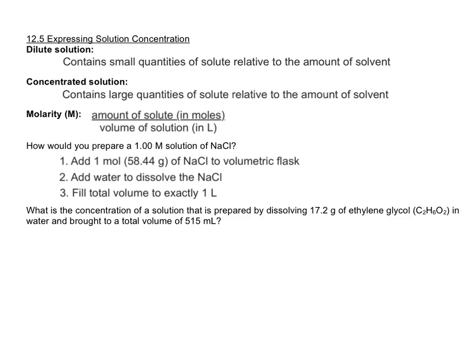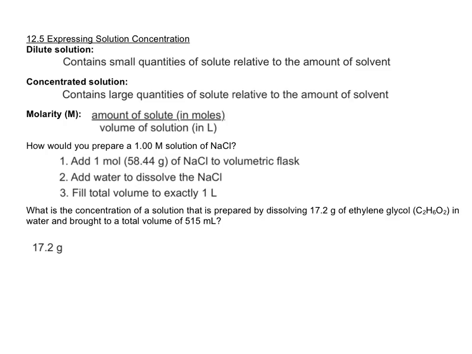So you want to dissolve it as you go and then fill it exactly to the 1 liter line when you're done. All right, and then the last question is, what is the concentration of a solution that is prepared by dissolving 17.2 grams of ethylene glycol in water and brought to a total volume of 515 milliliters? So first we need to know the molar mass of ethylene glycol, and you can calculate that using your periodic table, and you'll get 62.068 grams per mole.